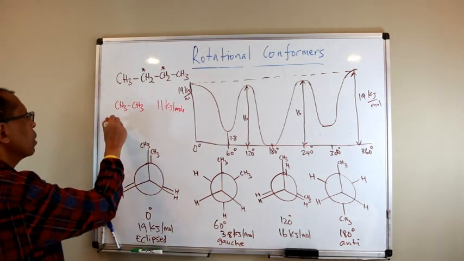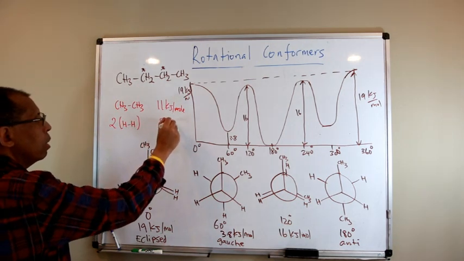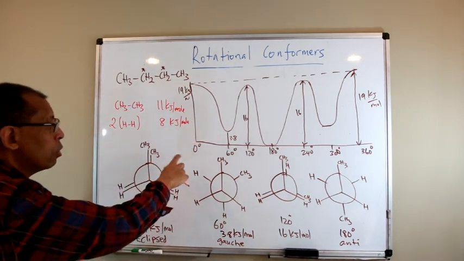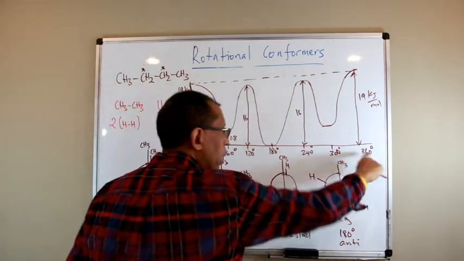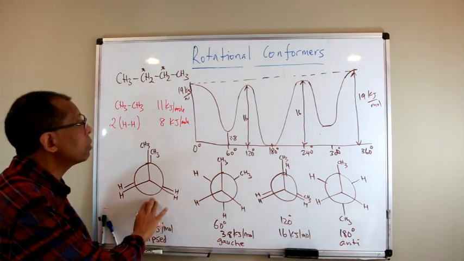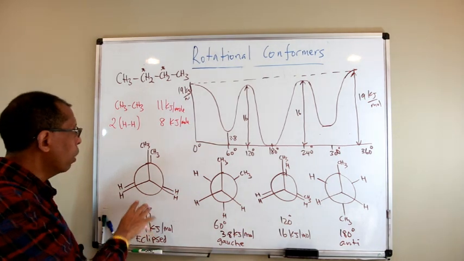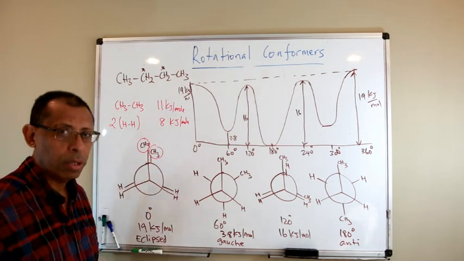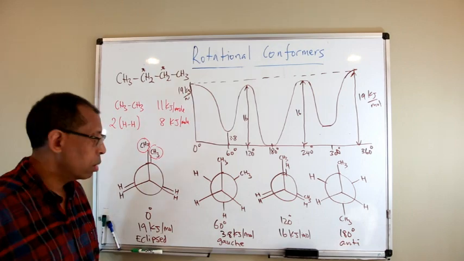Because two hydrogen eclipsed interaction is 8 kilojoules per mole. So remember this. We are now plotting energy versus the angle of rotation for each conformer. Let's start from the eclipsed form, which is 19 kilojoules per mole, an eclipsed form where you have a very high steric interaction between two groups larger than hydrogen, CH3, which has 11 kilojoules per mole.